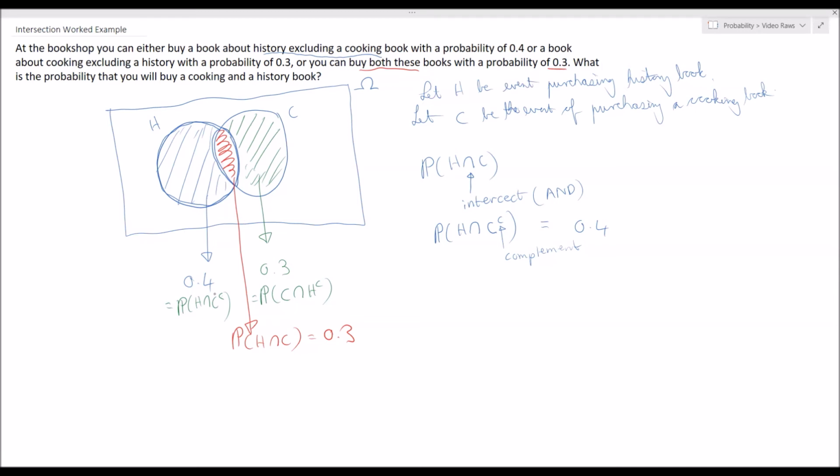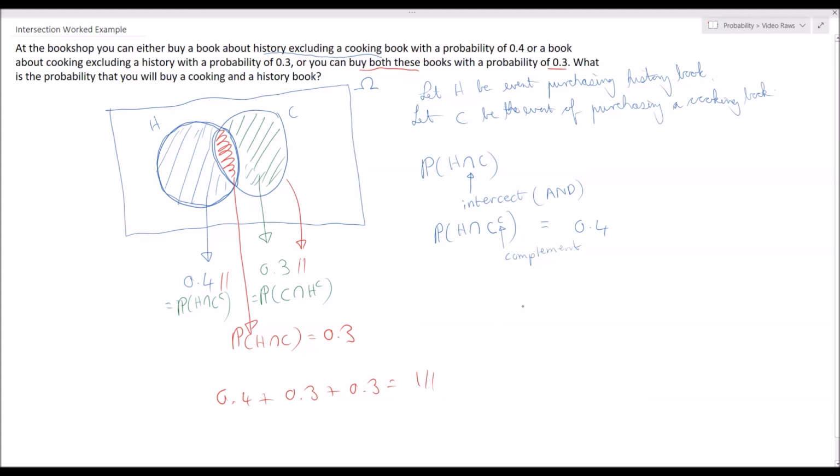And we can verify that everything is fine by adding up the probabilities. So we have 0.4, plus 0.3 for the H intersect C, plus 0.3 over here for the probability that we just bought the cooking book, and that is equal to the probability that we bought at least one book, and that is equal to 1. So as we can see, the total of the probabilities is 1. Everything is fine with our Venn diagram, and that's how we look at an intersection in a worked example.